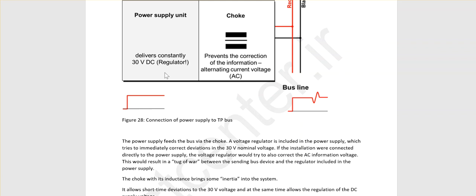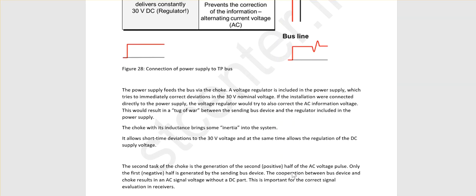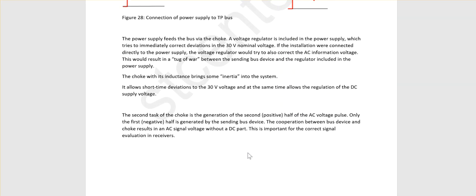So because it wants to regulate the voltage, it interferes with the AC also. To avoid this, the choke is used to provide inductance and inertia to the system. It allows short-term deviation of the 30 volt voltage and at the same time allows the regulation of the DC supply voltage. So this is the task of the choke.